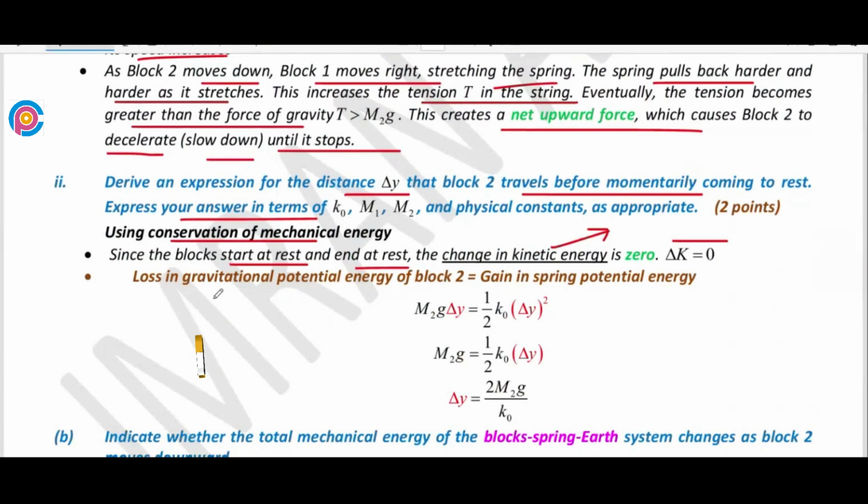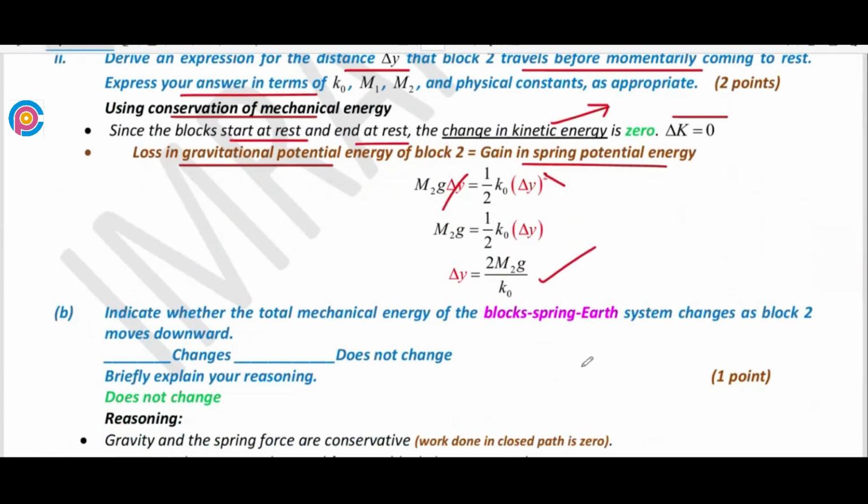So we only discuss potential energy. When the block is moving down, there is a loss in gravitational potential energy of block 2, and the spring is stretching, so there is a gain in spring potential energy. The loss should be equal to the gain. M2G delta Y equals 1/2 K naught delta Y squared. Delta Y can be solved from this: delta Y is equal to 2 M2G divided by K naught. So that's the answer. Next one.